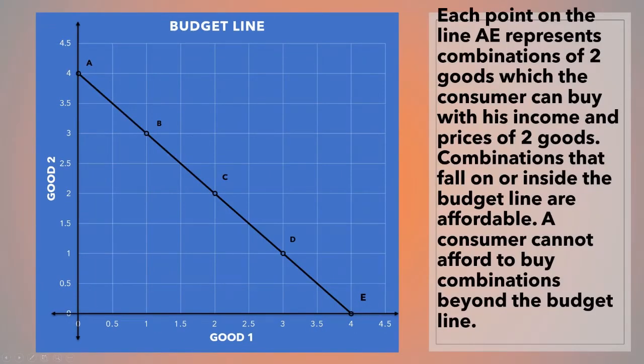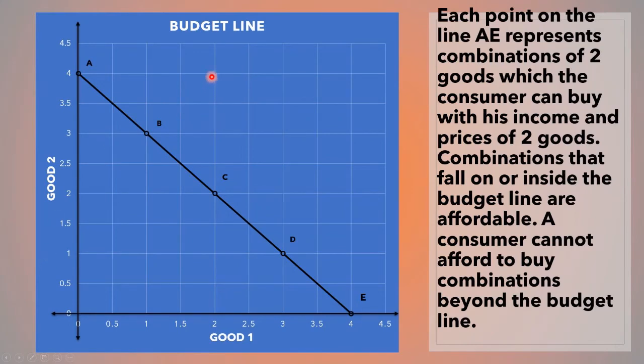In this slide, I deal with the explanation of how you should explain a budget line or a diagram of a budget line. Each point on the line AE represents combinations of two goods which the consumer can buy with his income and prices of two goods. Combinations that fall on or inside the budget line are affordable. A consumer cannot afford to buy combinations beyond the budget line.